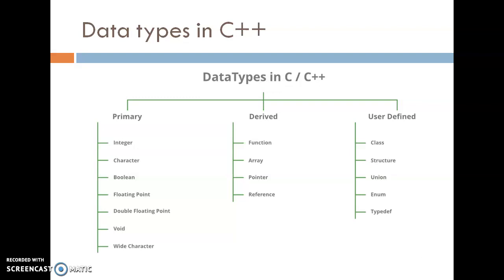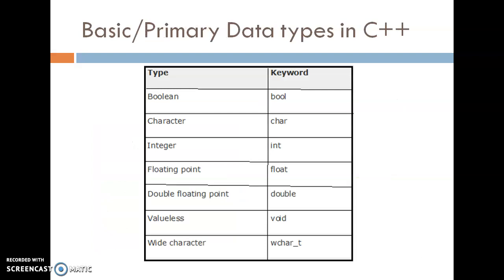Data types in C++. So data type means the type of a variable which we are going to declare. Basically, there are three types of data types used in C++. Primary data types, also known as basic data types, derived data types and user defined data types. First are the basic data types or the primary data types used in C++.